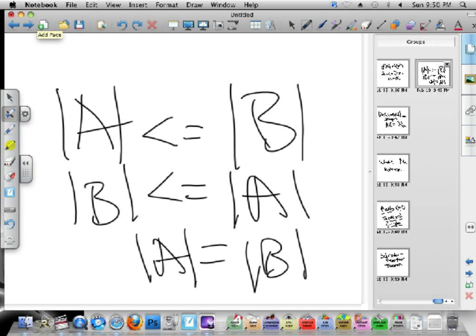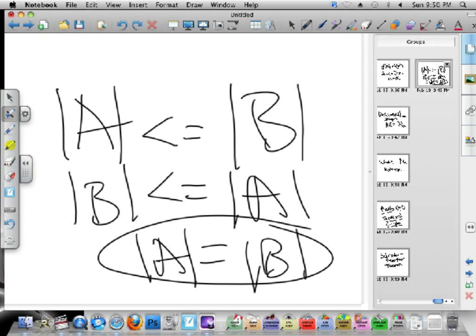Now, this tells us that if there are two one-to-one functions, one that maps elements of A into B, and another that maps elements of B into A, then the cardinalities of these two sets are in fact equal. This is useful because it's often easier to find two one-to-one functions than it is to find a one-to-one correspondence between two sets. So the Schroeder-Bernstein theorem is a very powerful tool in proving that two sets have the same cardinality.